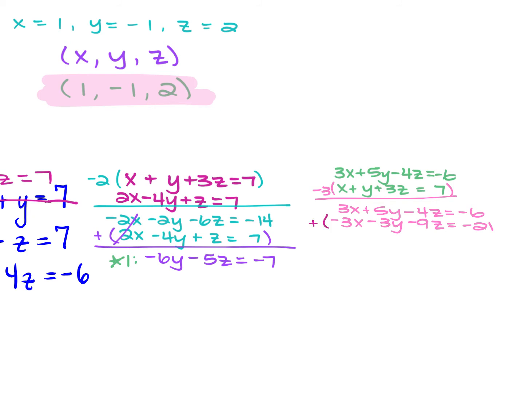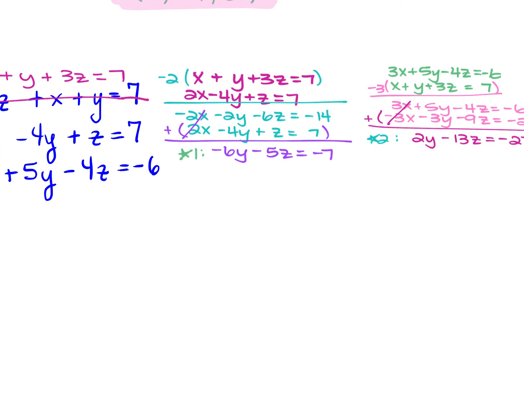From here, we combine like terms. Your x values are opposites, so they cancel. You're going to be left with 2y minus 13z is equal to negative 27. This is your new number 2. So you're going to use both of these new equations to eliminate your next variable. So we just rewrite this to where we have negative 6y minus 5z is equal to negative 7, and 2y minus 13z is equal to negative 27.